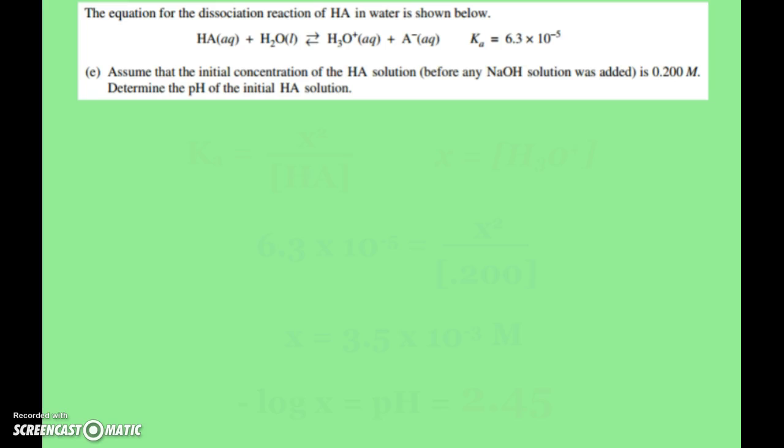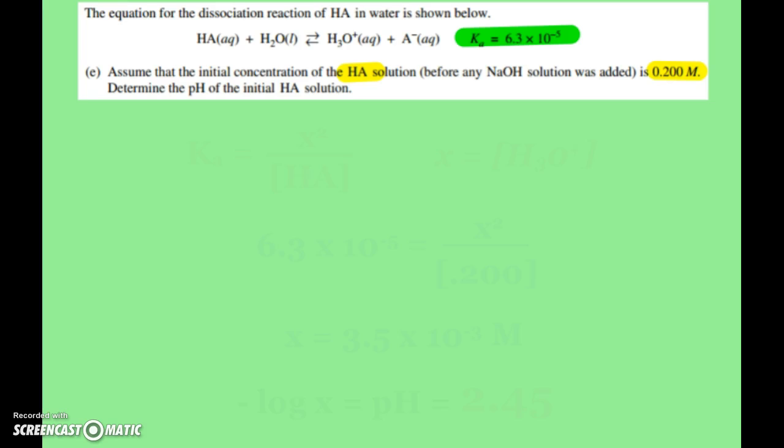And then there's this part, okay, the equation for the dissociation reaction. Now we know it's a weak acid. HA plus water makes hydronium and the conjugate base, and we're given a Ka value. So assume the initial concentration before any sodium hydroxide added is 0.2 molar. So our concentration of our HA is 0.2 molar, and we have our Ka value. Determine the pH of the initial solution.